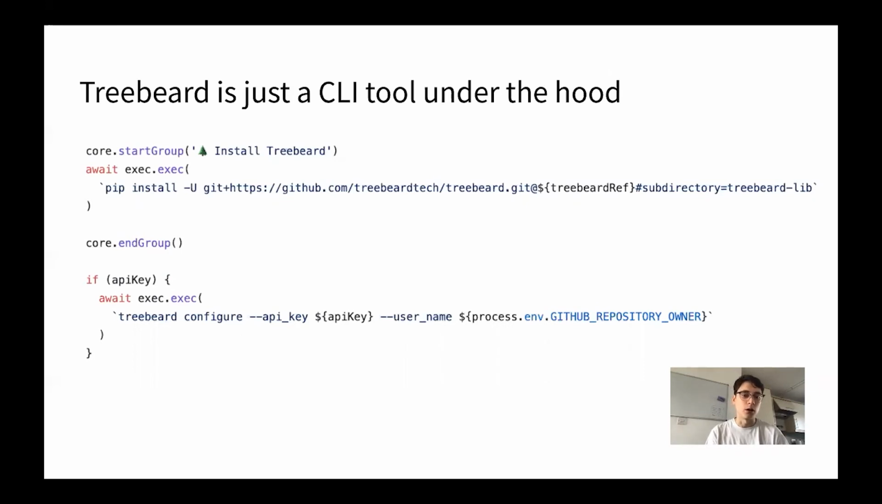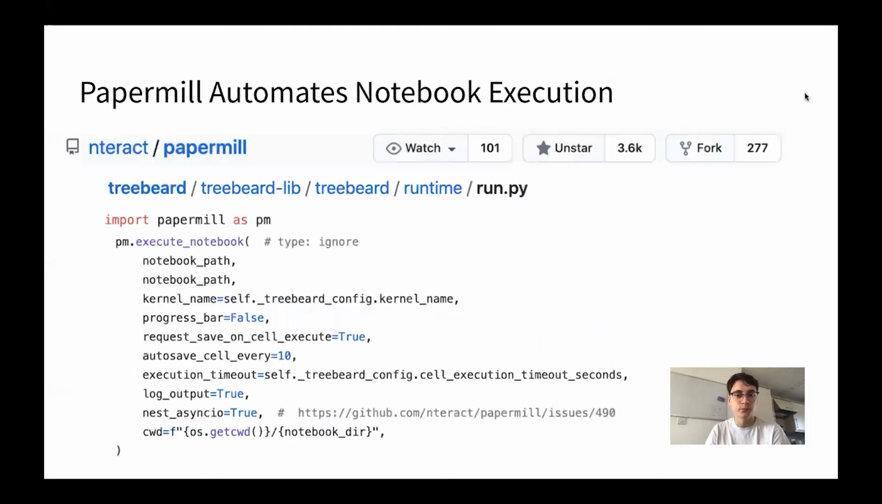But if someone has built an action around a CLI tool, such as with Treebeard here, you'll know that it can install it on a GitHub action worker. So it calls pip install for you under the hood, and it then configures it. So the action itself is just a TypeScript file, and that is calling command line tools under the hood to save you from having to do that yourself when you're implementing your workflow.